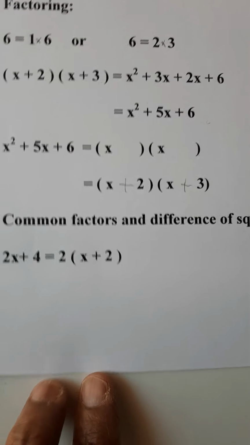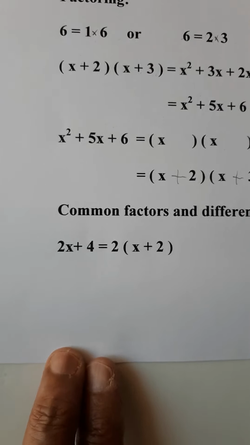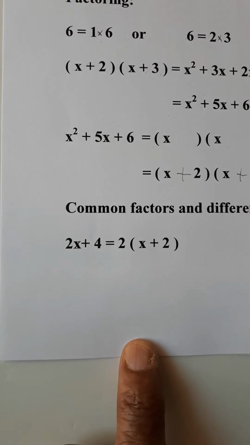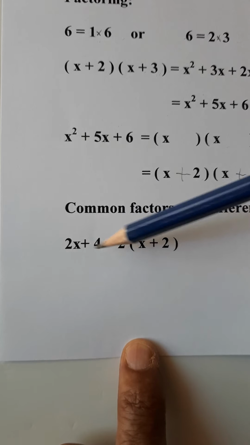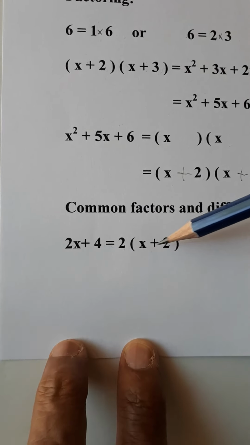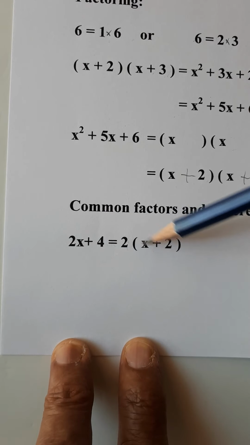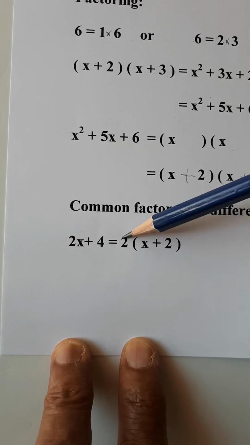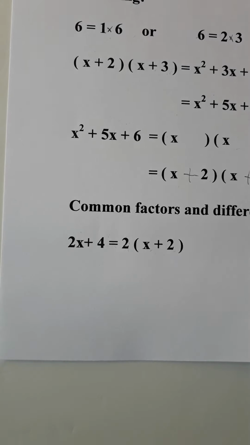Before we end, let's look at some common factors and difference of squares. How to factorize this one? You can see that 2 is common to both terms, so we take the 2 out and check whether it is going to be true. 2 times x plus 2 times 2 is 4, so it works.